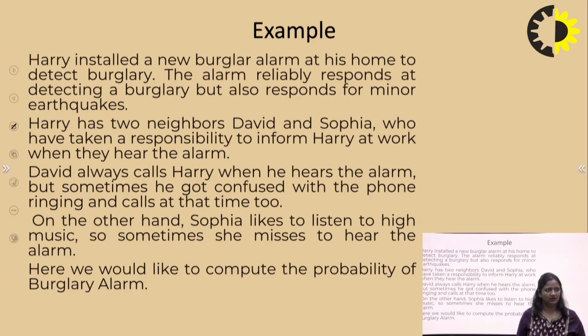So Harry has two neighbors, David and Sophia, who take responsibility to inform Harry at work when the alarm blows at his house. David always calls Harry when he hears the alarm, but sometimes he gets confused with the phone ringing and calls at that time too. On the other hand, Sophia likes to listen to loud music, so sometimes she misses hearing the alarm. Here, we would like to compute the probability of the burglary alarm.